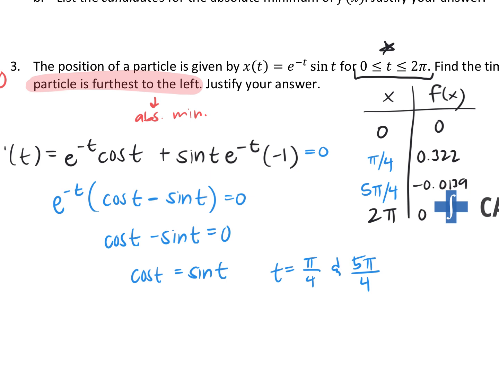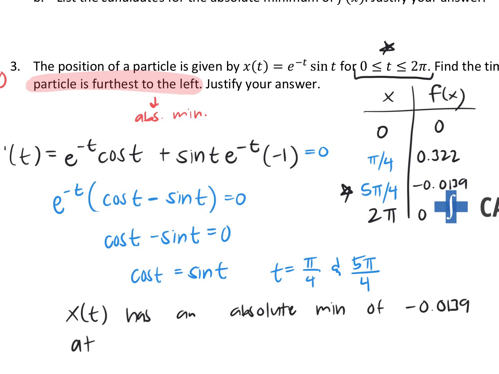So my absolute minimum occurs at what x value? 5 pi over 4. So my absolute minimum, I could say something like f of x, or actually x of t is what the function is, isn't it? x of t has an absolute minimum of negative 0.0139 at x equals, or actually t equals in this case, isn't it? Technically, t equals 5 pi over 4, by the candidates test.